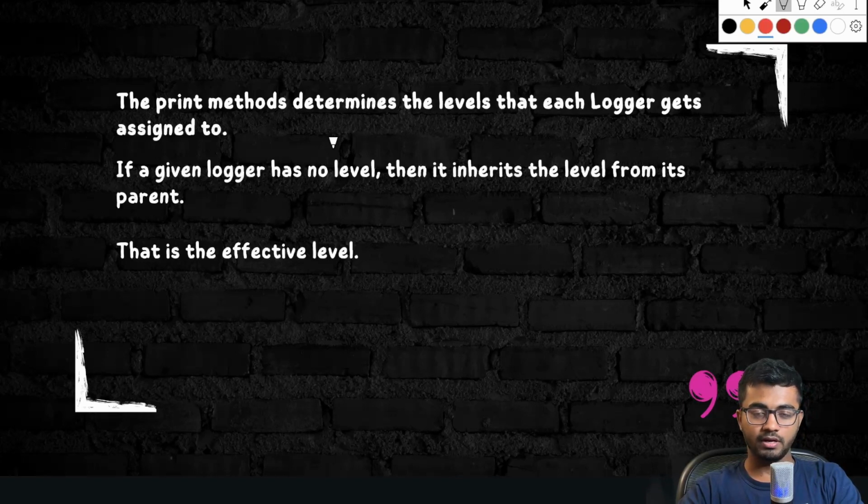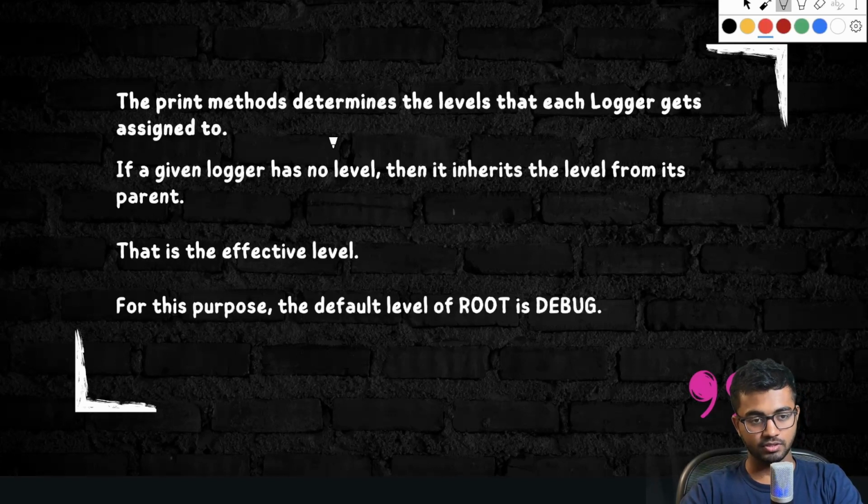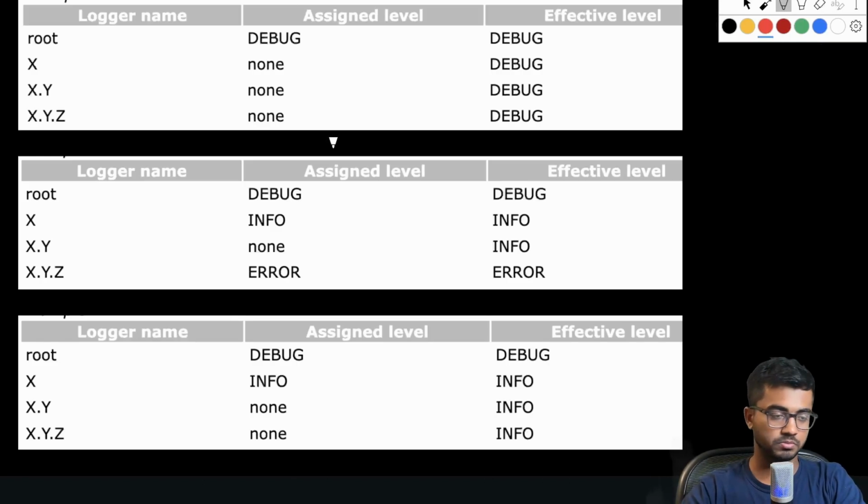To avoid any lack of information, we have defined a default level for the root logger, which is debug. So if any logger doesn't have a level, it will inherently have the root logger as its parent, and the parent has a level of debug, which will get assigned to it, and that's how it works. Okay, let's see some examples.